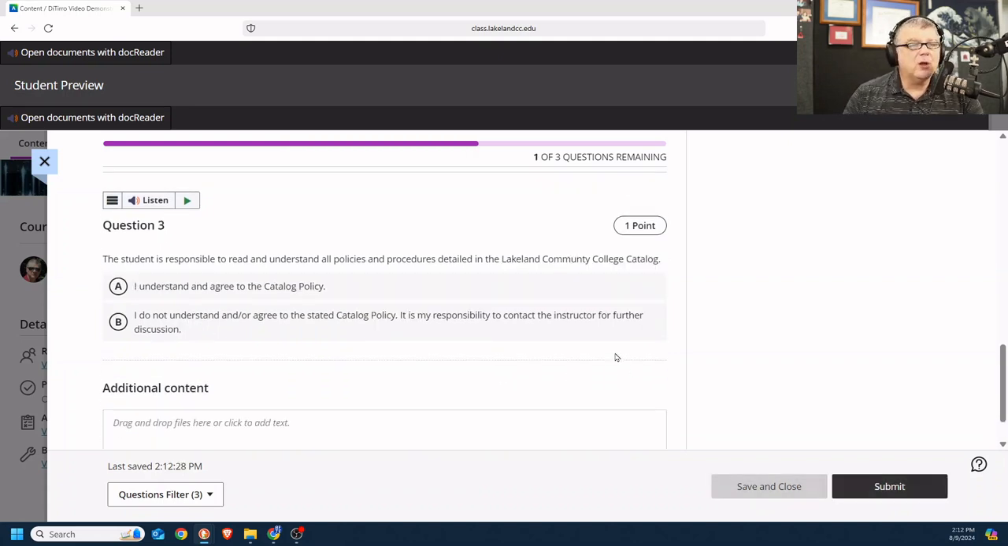Now, the third one might seem a little overwhelming. It says the student is responsible to read and understand all policies and procedures detailed in the Lakeland Community College catalog. Am I going to test you on the college catalog? No. Do I expect you to read every single page of the college catalog? No. But you should have the college catalog ready. Every so often, just read the college catalog to get a better understanding. There are policies in the college catalog that talk about academic honesty and recourses for academic dishonesty.